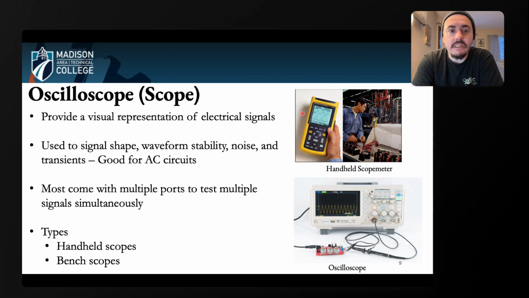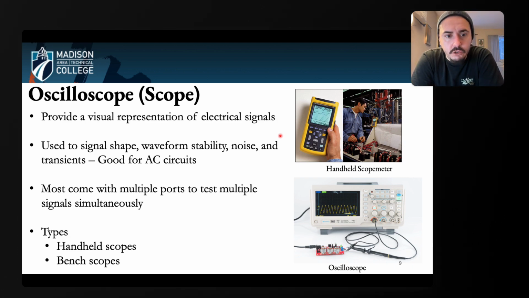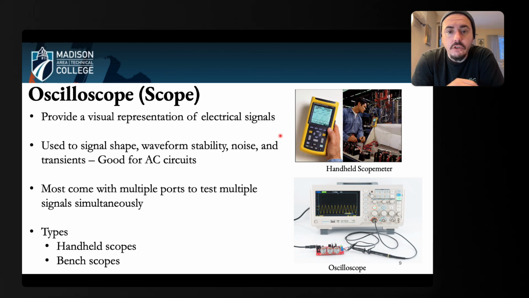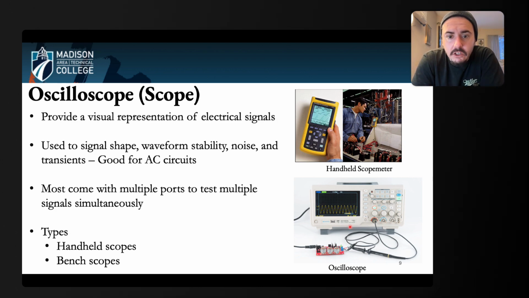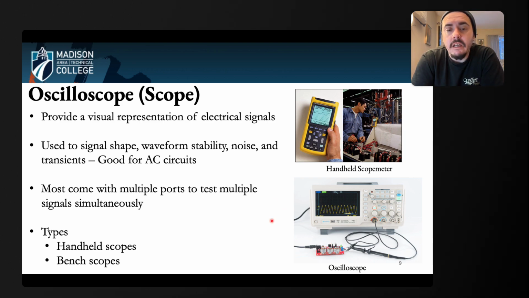All right, next we're going to look at oscilloscopes. So this is the other major component that you want to use for electrical troubleshooting. And they provide a great visual representation for electrical signals. So they're very good to use for AC circuits. There are two different kinds. We have a handheld scope and a bench scope, but they basically provide the same features. Obviously, you're going to get a little bit more functionality with the bench scope, but the handheld scope does provide a nice visual representation of what the wave function looks like. So let's look at these.